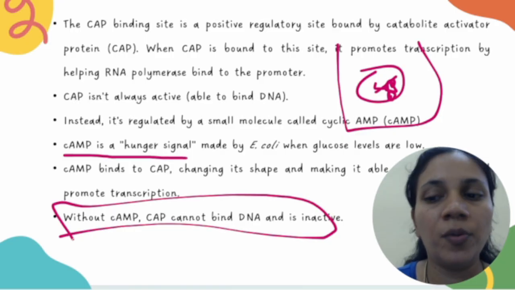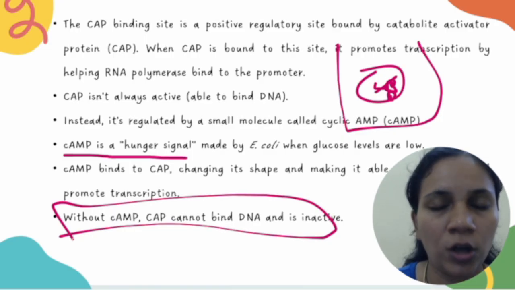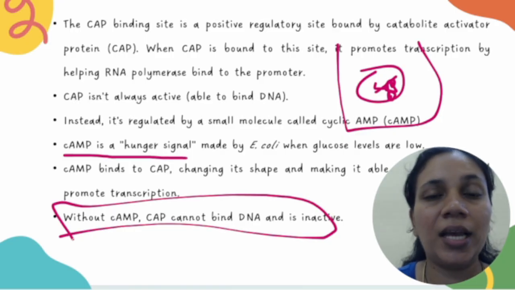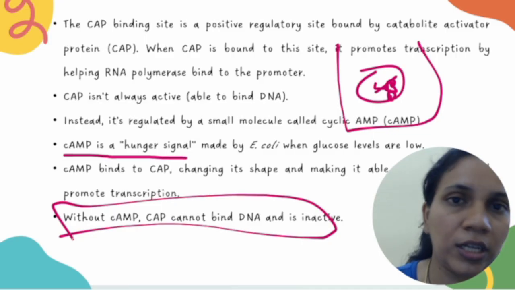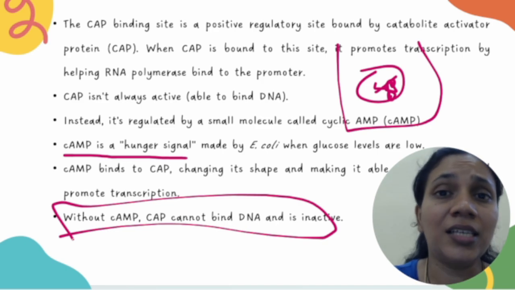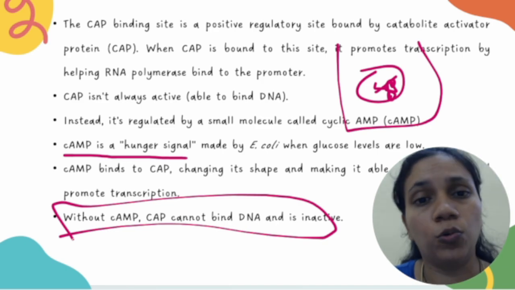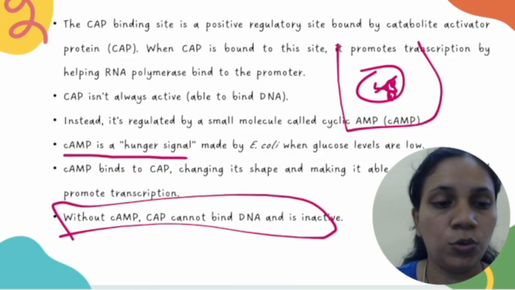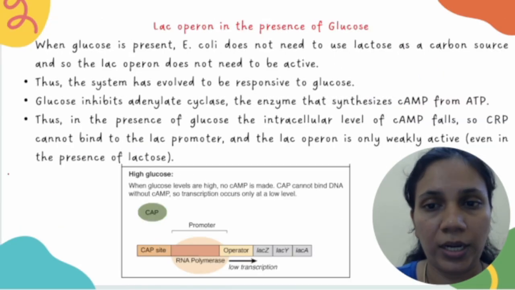So the point to be remembered over here is that glucose and cyclic AMP are in inverse relationship. The higher the glucose, the lower your cyclic AMP will be, and the higher the cyclic AMP, the lower the glucose. These are the things that you need to remember and fix in your mind.